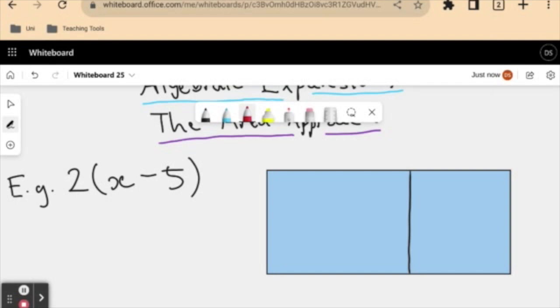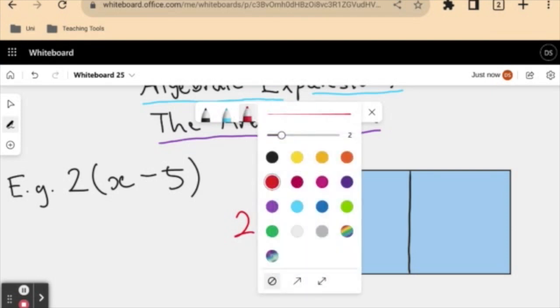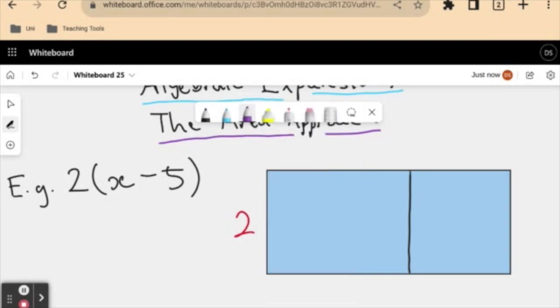Now we can say instead, well, one of my dimensions is going to be 2, and that's multiplied by x minus 5. And we don't know what x is, but we can say that let's let this entire length here be x. So from here to here. All right, so cool. That doesn't help us though, does it?